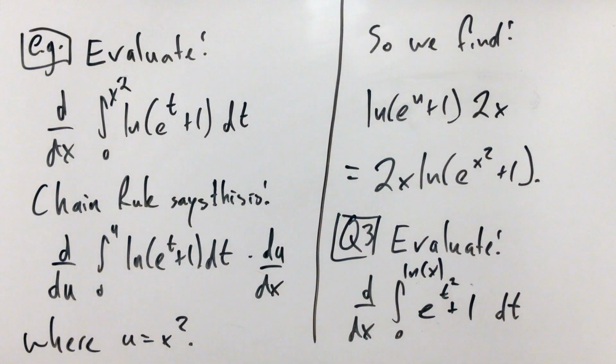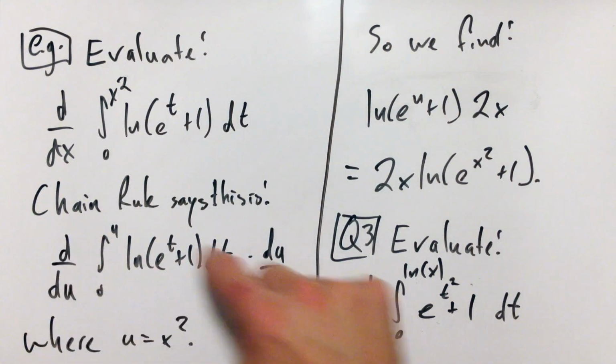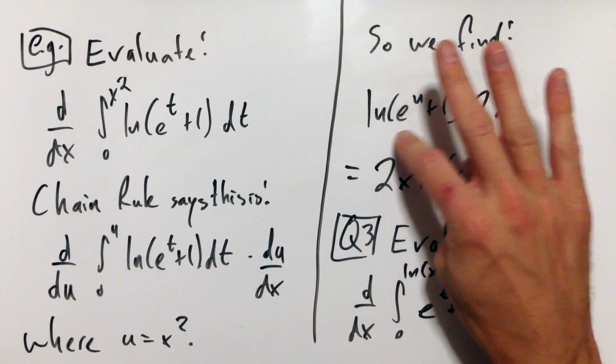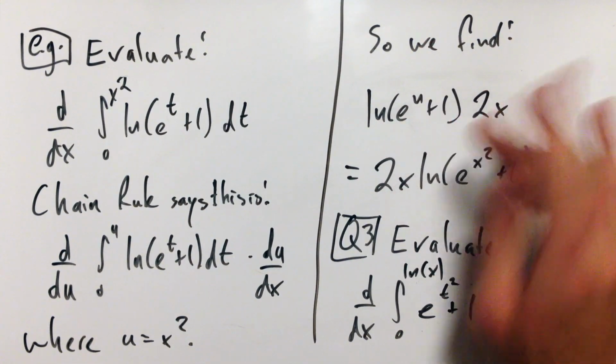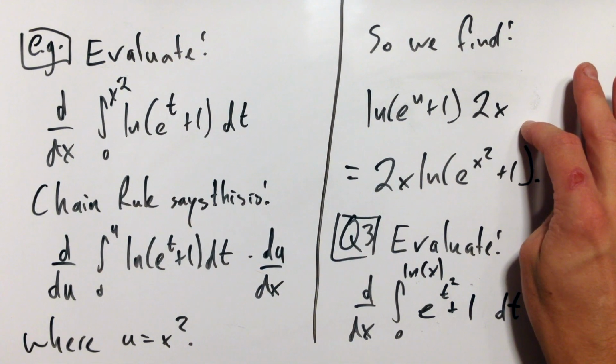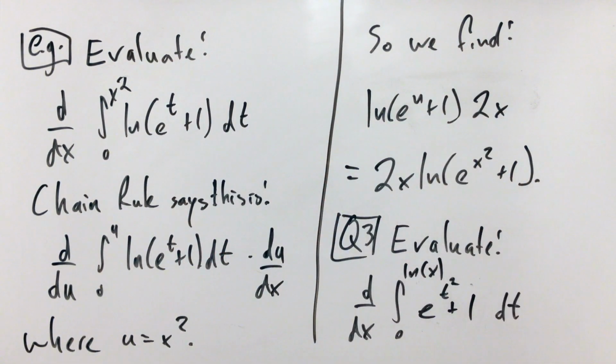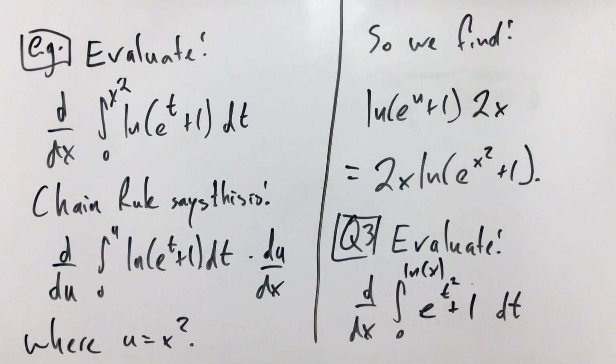So we find the derivative of this expression with respect to u is, by the fundamental theorem of calculus, log of e to the u plus 1. du dx is 2x. And so finally, replacing u with its expression x squared, we get 2x log of e to the x squared plus 1. And just to give you the fun of doing this sort of thing, let's evaluate the derivative with respect to x of the integral from 0 to log of x of e to the t squared plus 1 dt.